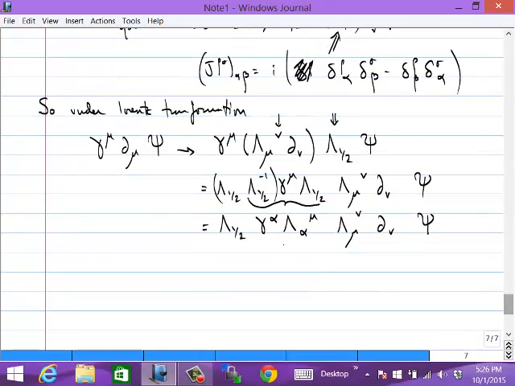And then what is this here? Well, by the definition of a Lorentz transformation, remember, you multiply 2 lambdas together and you get a metric, right? So this is delta alpha nu. That's the definition of a Lorentz transformation. So this is lambda to the 1/2 gamma alpha d alpha psi.